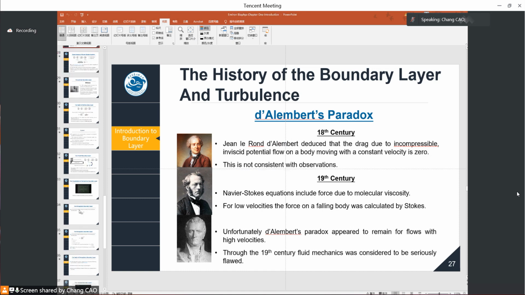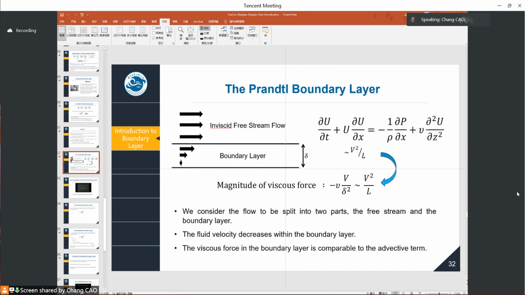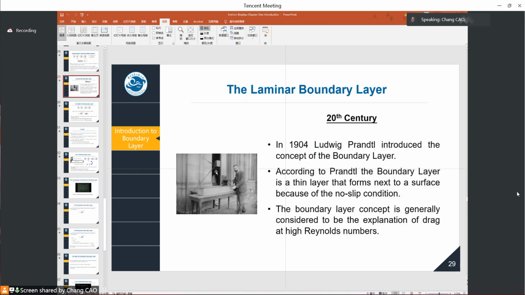But from his research, he thought that the boundary layer is a laminar boundary layer. Do you know what laminar means? Okay.